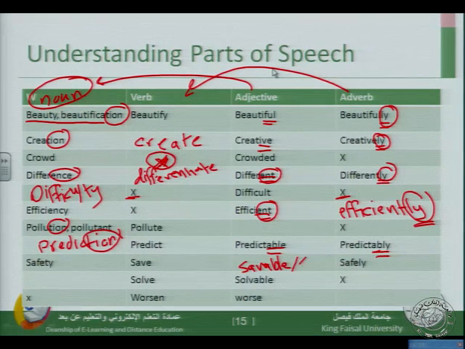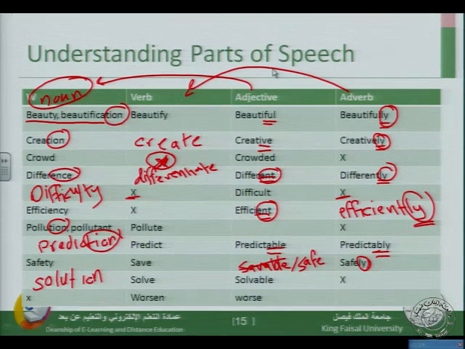Or you can say safe and safely. You add ly. Okay? Safety, save, safe, and just remove this one. Safe and safely. Solve, the noun of solve is solution. Solvable, and we can't say solvably.